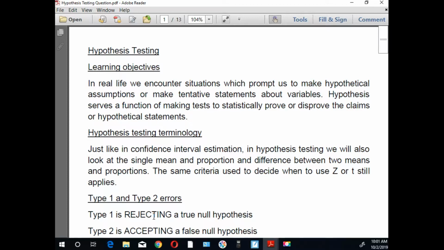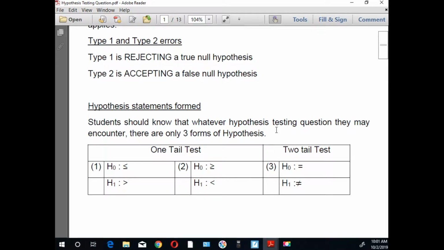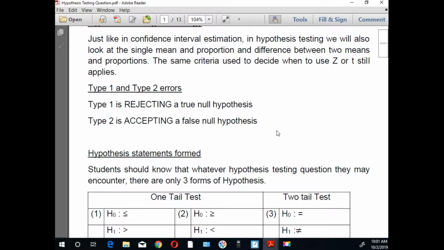Just like in confidence intervals, in hypothesis testing we'll also look at the single mean and proportion, and the difference between two means and proportions. The same criteria used to decide when to use Z or T still applies, meaning whether the population standard deviation is known or unknown. Alright, when you're dealing with hypothesis testing, you either reject or do not reject the null or alternative hypothesis.